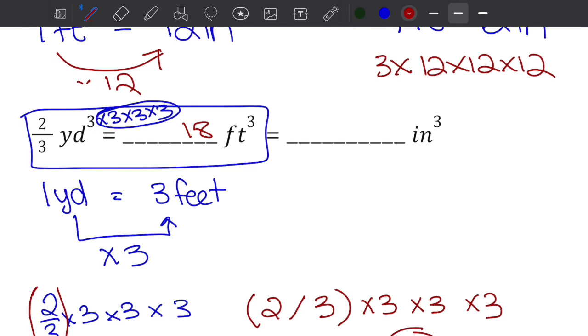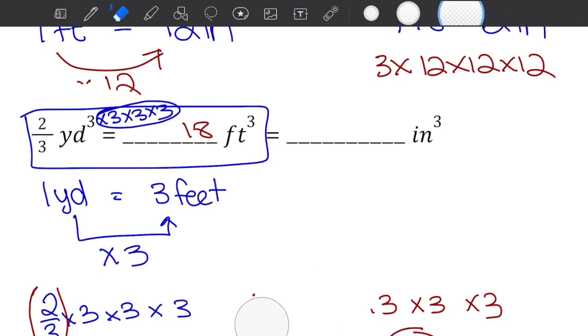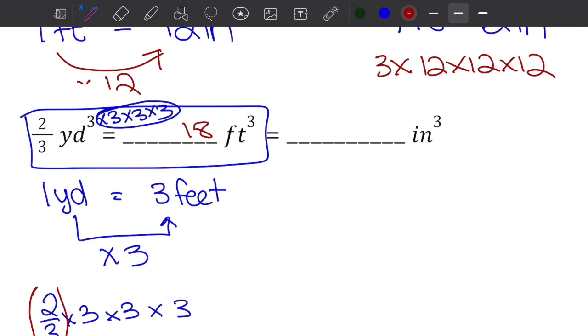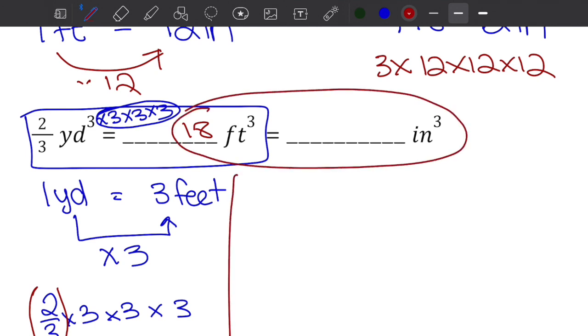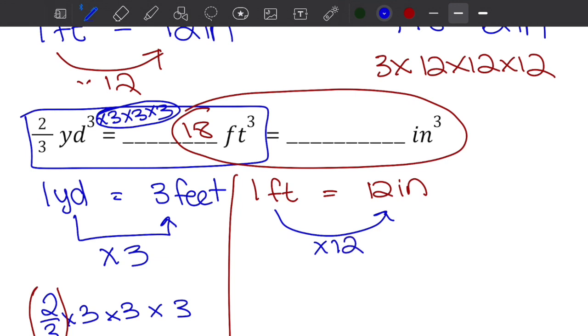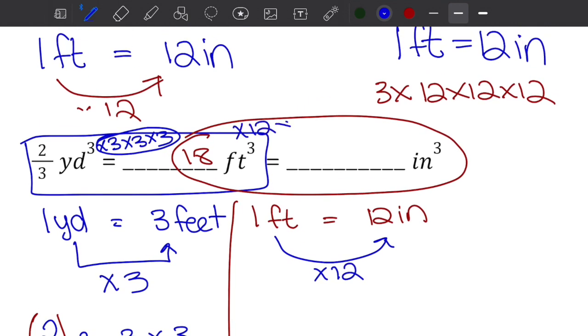Okay, now we're not done. We want to find the same value, but in cubic inches. So I'm just going to erase this to make some room. And now I'm going to treat this as a different question. Okay, as if it's its own question. So what's the relationship between feet and inches? I know that 1 foot is equal to 12 inches. So how do I get from here to here? I multiply by 12. That means here I'm going to multiply by 12 3 times because it's volume.